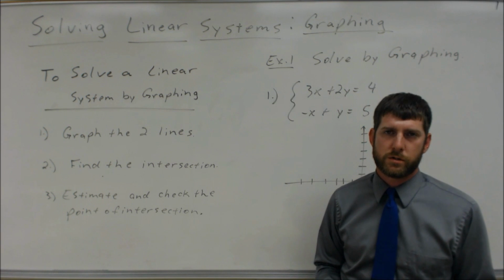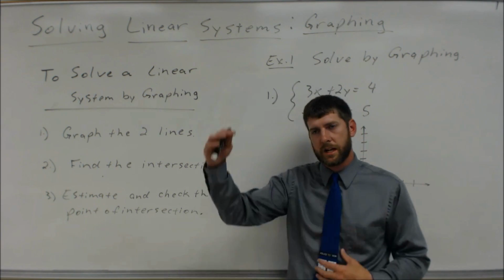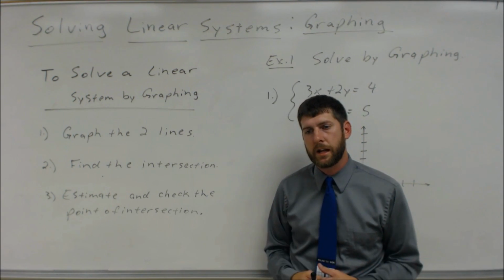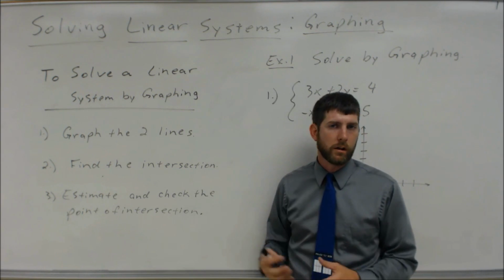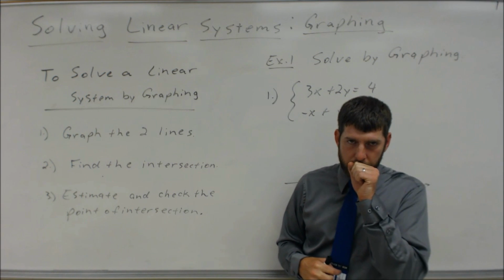What would the solution to a system of linear equations be? That would be the point that would satisfy all of the lines or all of the equations in that linear system. Graphically speaking, the point that's on all of the lines. That would be the intersection point of those lines.